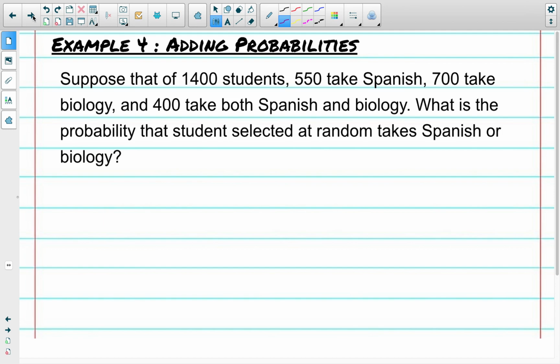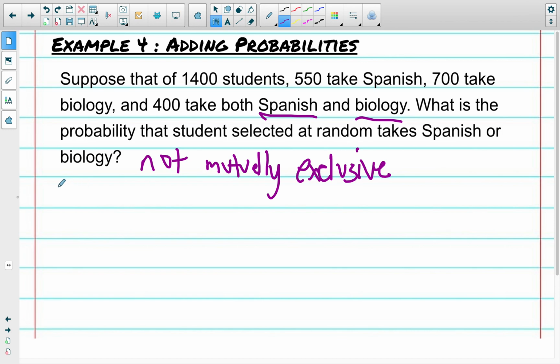Last example, suppose that of 1,400 students, 550 take Spanish, 700 take biology, and 400 take both Spanish and biology. What is the probability that a student selected at random takes Spanish or biology? Our first question is, are these events mutually exclusive? Think about school. It is possible for you to take both Spanish and biology, meaning these events are not mutually exclusive. Since they're not mutually exclusive, we're going to have to subtract out the overlapping probability.